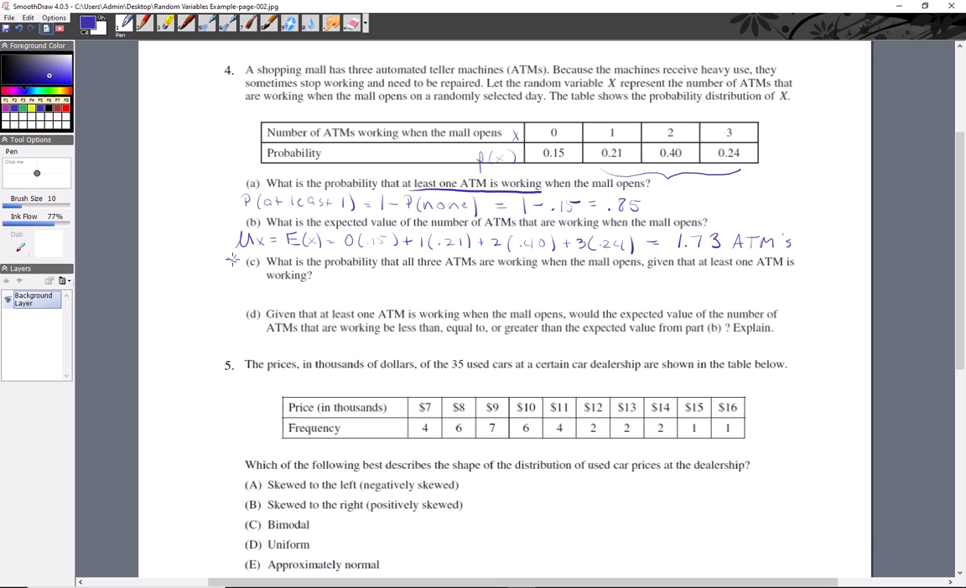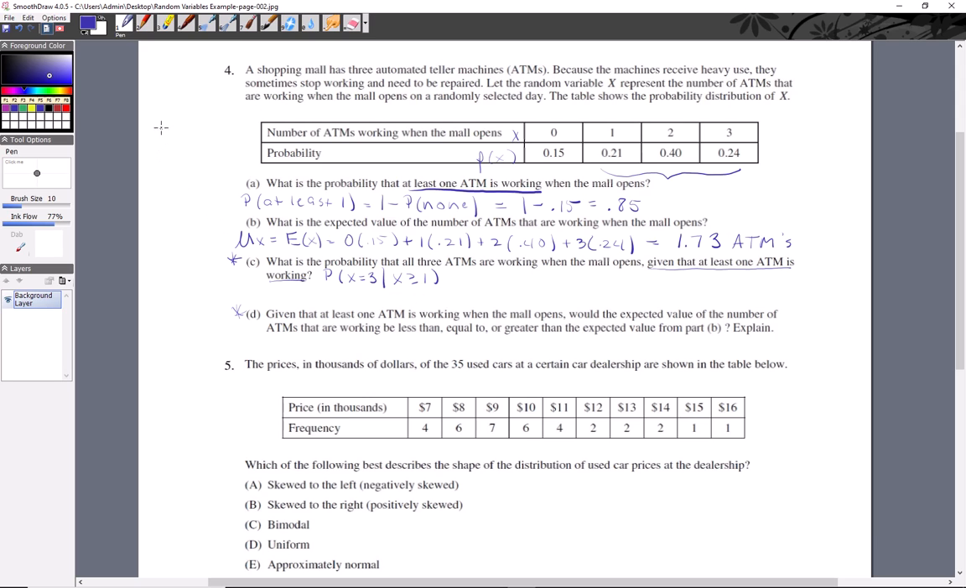All right, this is going to be kind of rough. D might be a little rough too, but let me see if I can help you figure it out. All right, so what is the probability that all 3 ATMs are working when the mall opens, given that at least one ATM is working? Okay, well, this is going to be the probability that x is equal to 3, given that x is greater than or equal to 1. All right, and wow, that looks kind of rough.